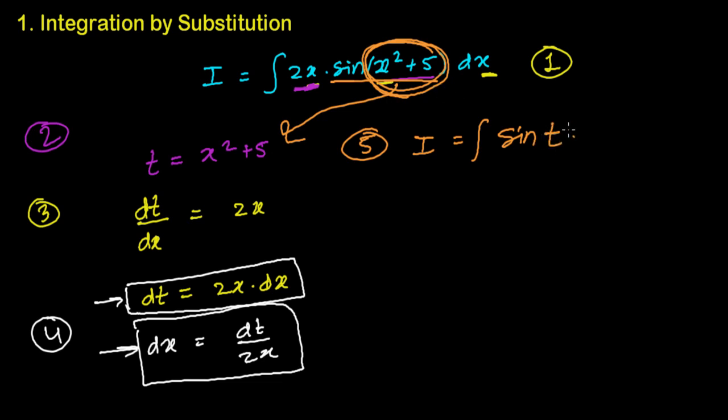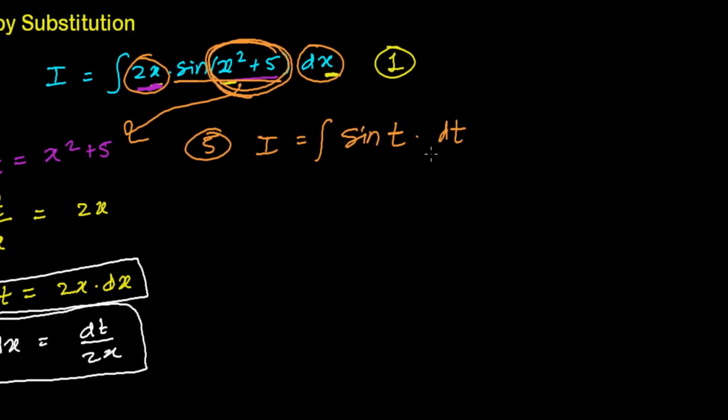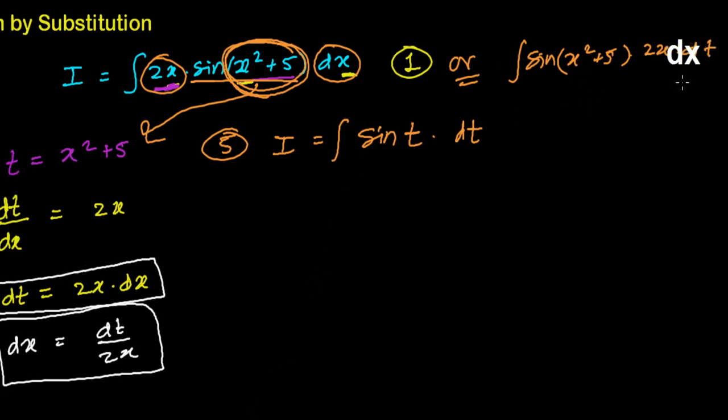And now it's 2x times dx. As you wish, 2x times dx is dt, so directly you can write dt. Or if you want, you can rearrange it one more time. You can write sine of x squared plus 5, and then 2x times dx, and in the next step you replace. Or you have one more option: you can replace this dx by dt over 2x, because dx equals dt over 2x, and the denominator 2x and numerator 2x will cancel, and you'll get sine of t, and dt will be just left. You just replace it, you'll get it. It's very easy.